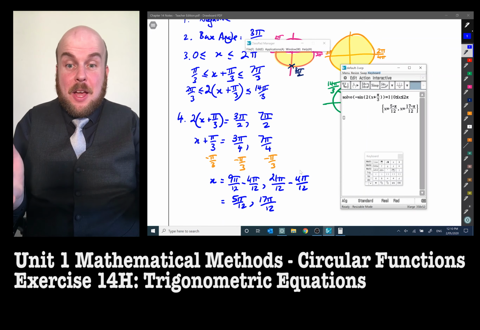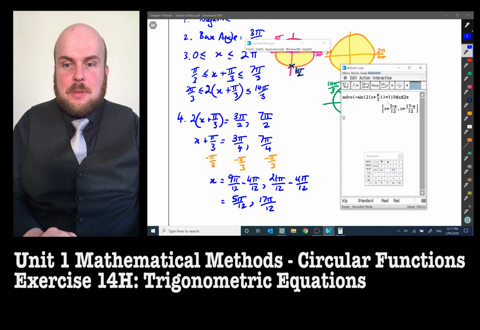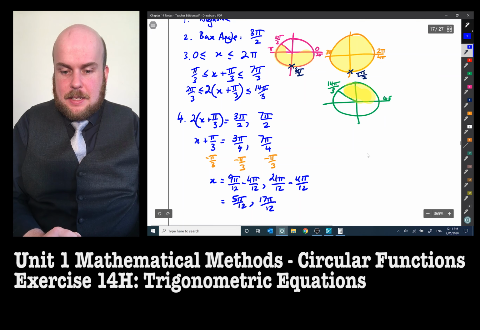And hooray! We are in fact correct. It is 5 pi on 12, 17 pi on 12. Phew!